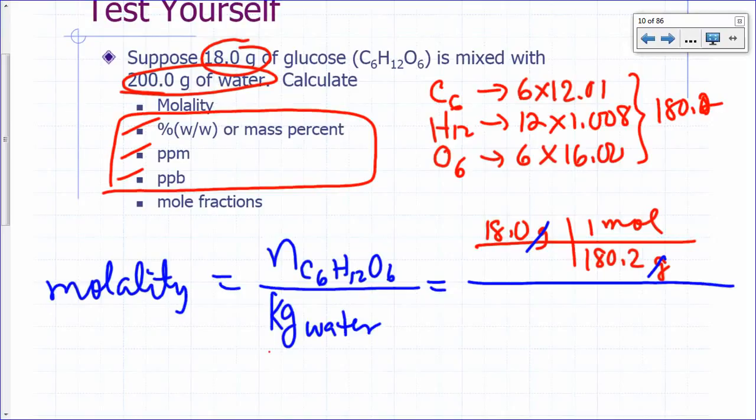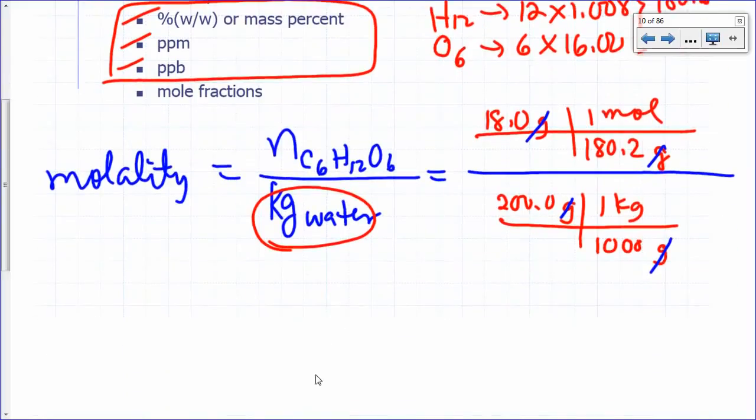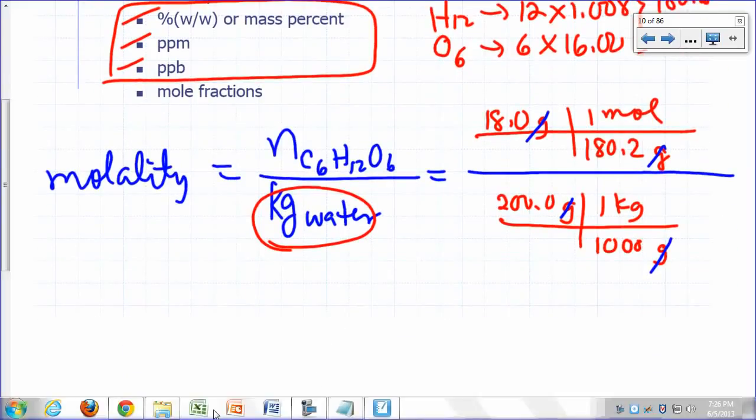Divided by kilograms of solvent. Our solvent is water, so that's 200 grams. Changing that to kilograms, 1 kilogram is equal to 1,000 grams, right? So that cancels it out. That gives you your unit in moles per kilogram. So let's do that.